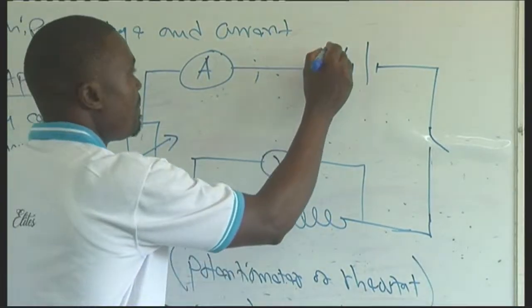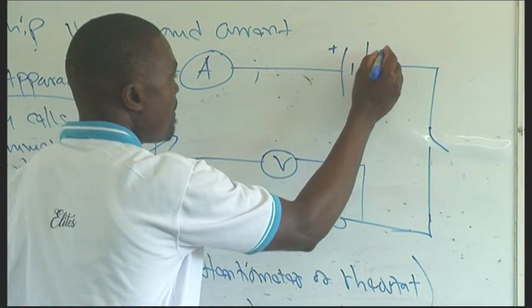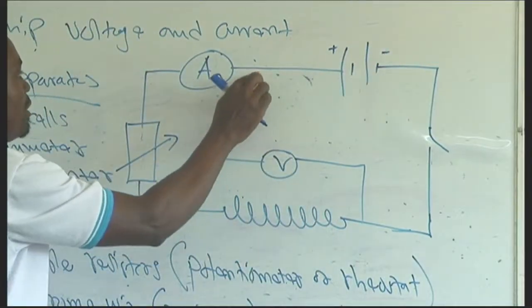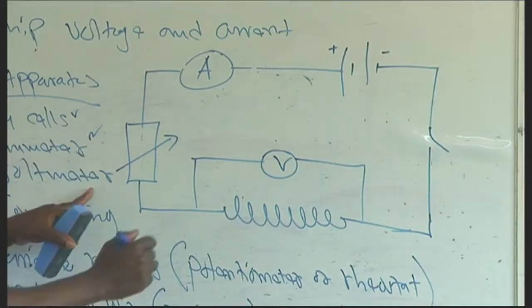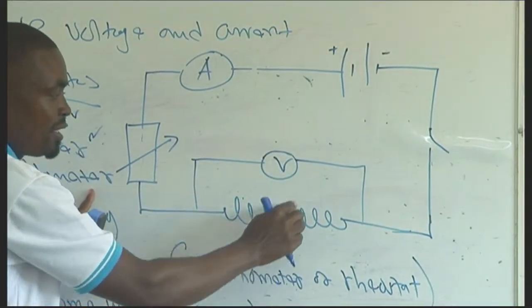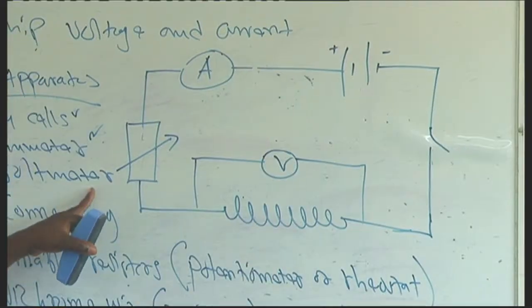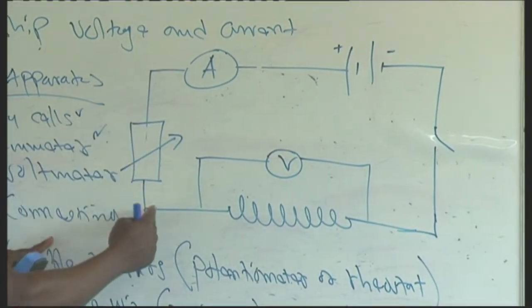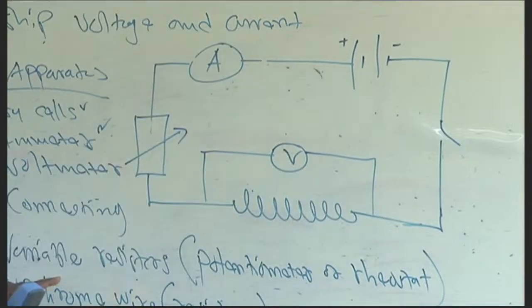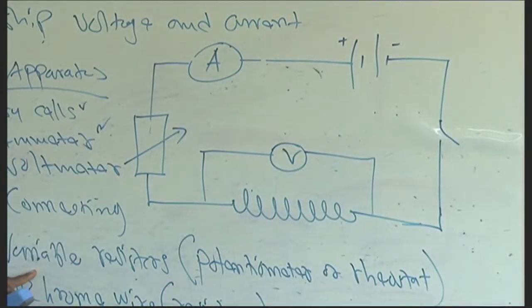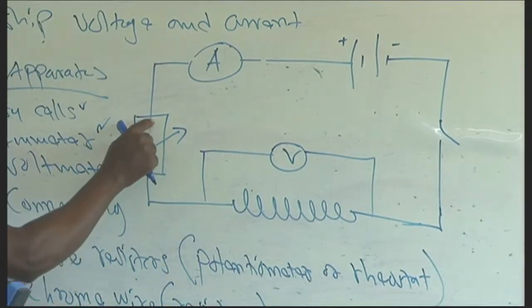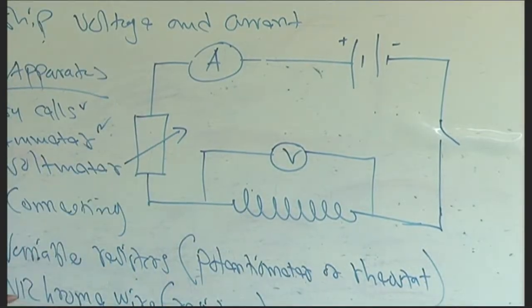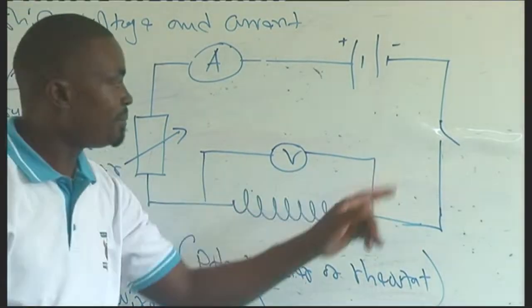Then in series connection, positive, negative. Then we have our ammeter. The voltmeter is across the resistance. What is the resistance of the nichrome wire? Then connecting wire, which potentiometer, or specifically rheostat, is this one here, the variable resistor. The nichrome wire we placed here, and then the switch is here.